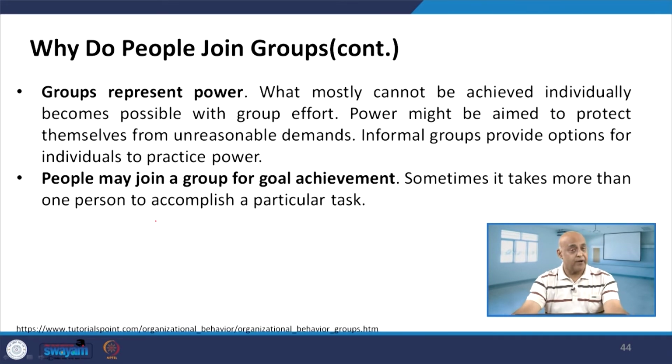Groups represent power. What mostly cannot be achieved individually becomes possible with group effort, and power might be aimed at protecting themselves from unreasonable demands. Informal groups provide options for individuals to practice power, and therefore, whenever we have informal groups, options will be provided for practicing the power.